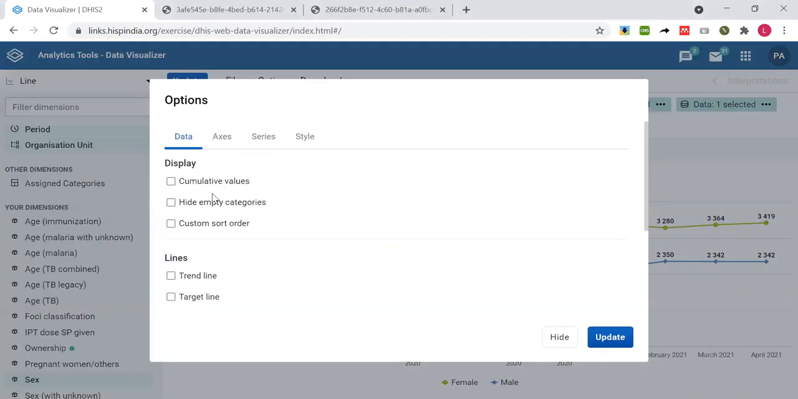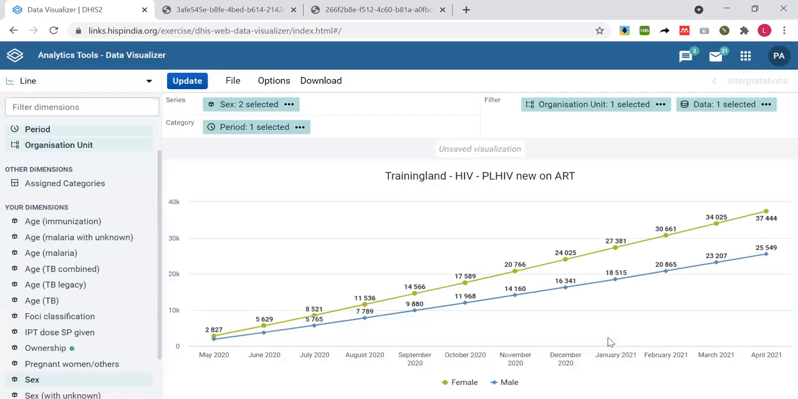But what I wanted to highlight was this: let me apply the cumulative values here and see what happens. Even though the same gap continues, what happens to the gap between the males and females cumulatively? I'm going to update it, and you can see these are the cumulative values. Because we have this gap, the cumulative difference between the two keeps on increasing. So this may be one visualization that you want to highlight: because the same gap between male and female persists, the cumulative gap keeps on widening.